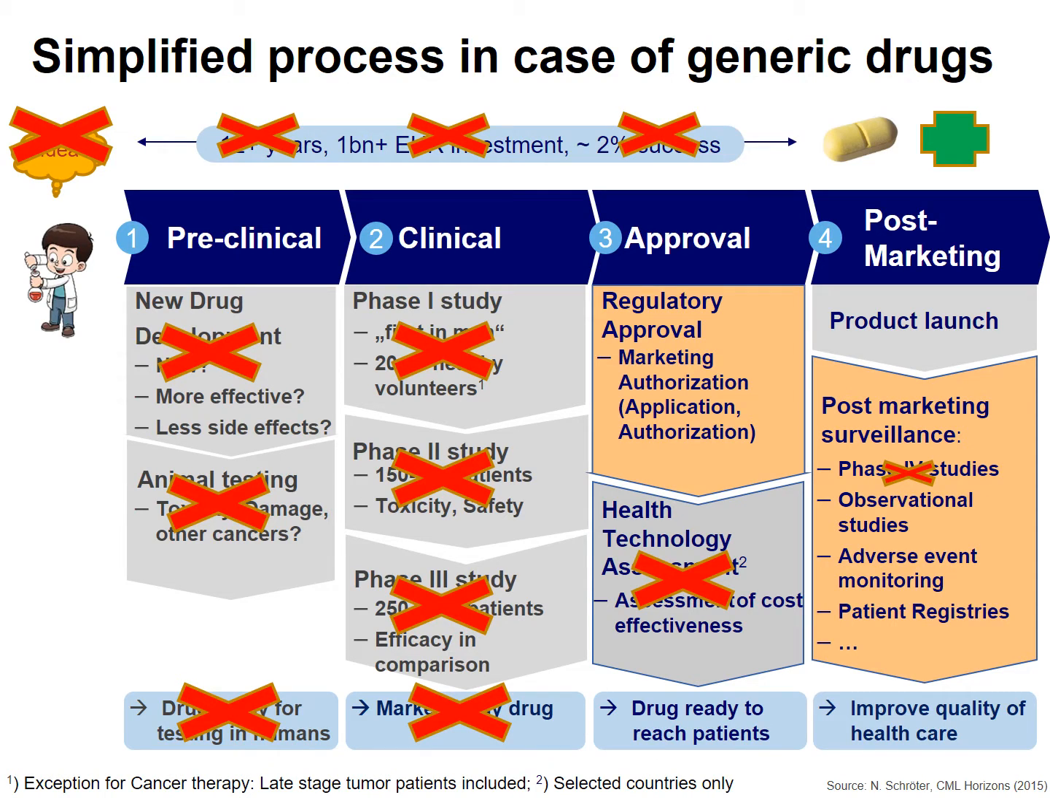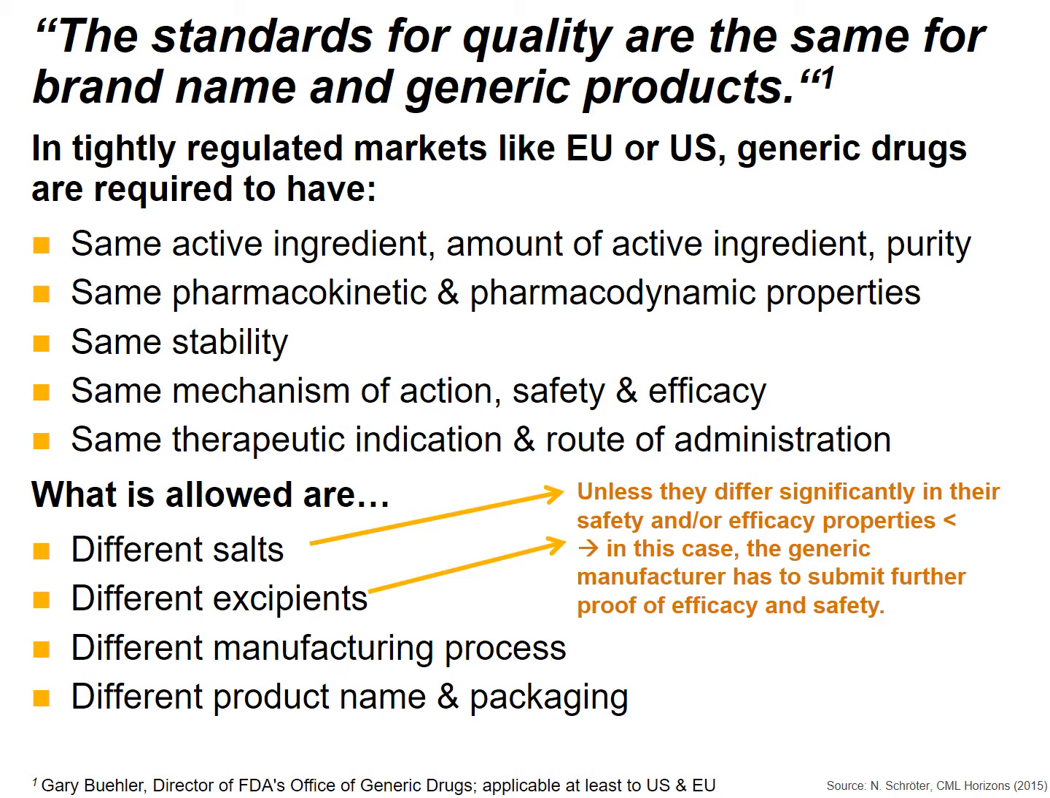Or to put it into the process that I was presenting earlier on, all the parts of the production cycle that do not apply to the generics have been crossed out here. So you can see generics, of course, need to go through regulatory approval, and they need to be launched. But all these preclinical and clinical testings, as well as health technology assessment, don't need to be applied to generic drugs. So what's the standard for quality in generics? When are they assumed to be equivalent to the original?